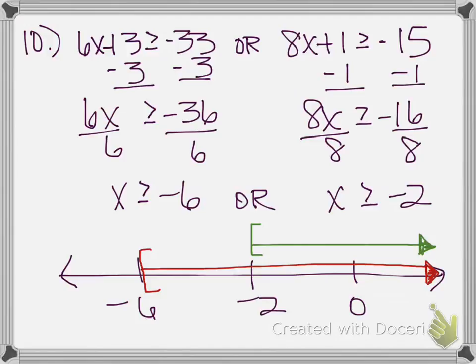If it's this or this, then the graph would be anything in the red. If it's and, then it's anything in the green, because it has to be this and this at the same time. So that word is really important.